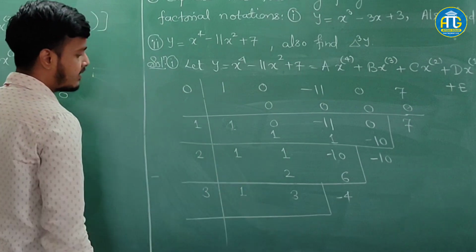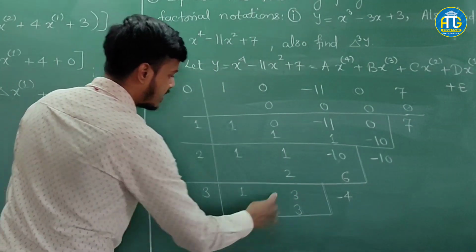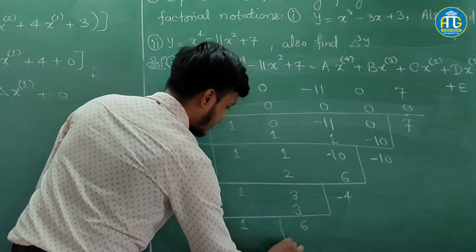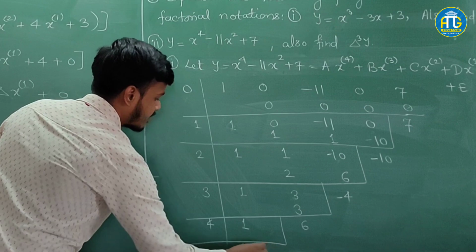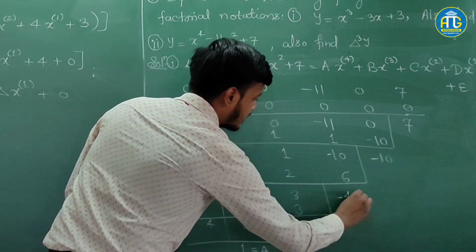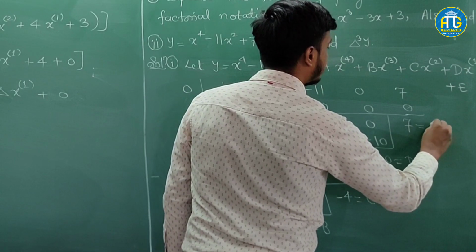Then we divide by 3. 1 as it is. 1 into 3 is 3. 3, 3, 6, 4, 1. So this is A. This is B. This is the value of C. This is the value of D. And this is the value of E.